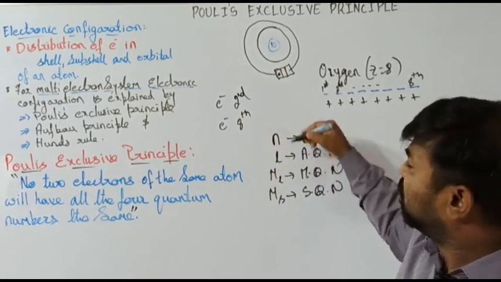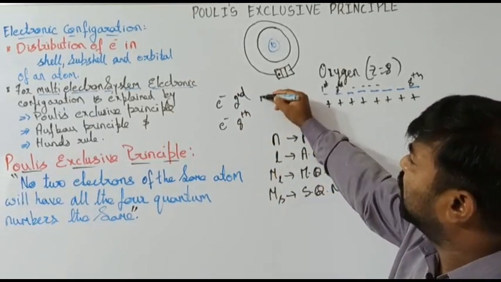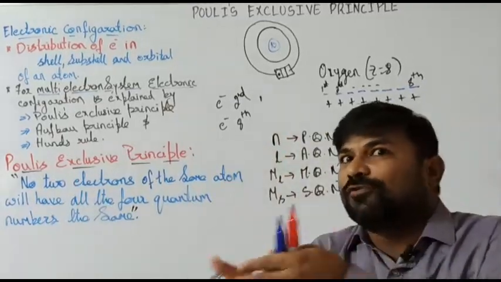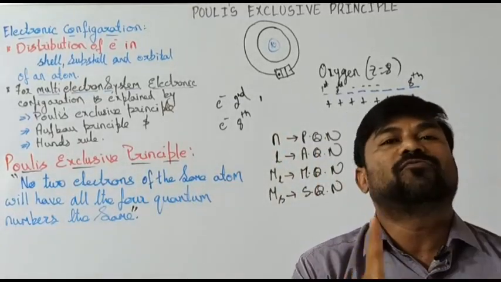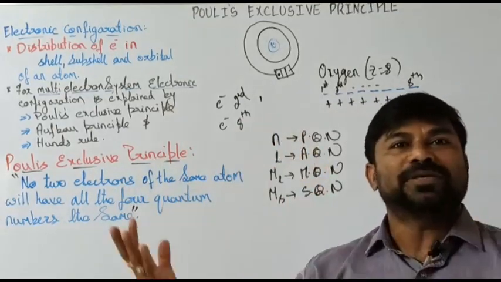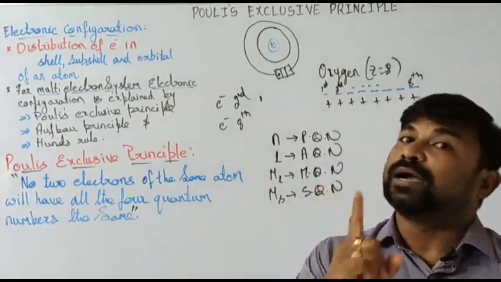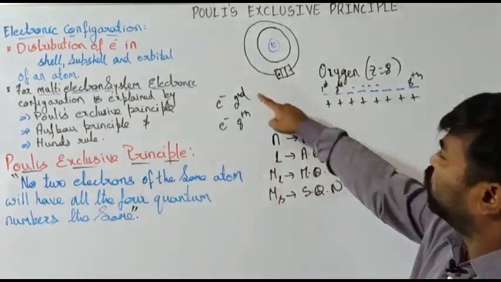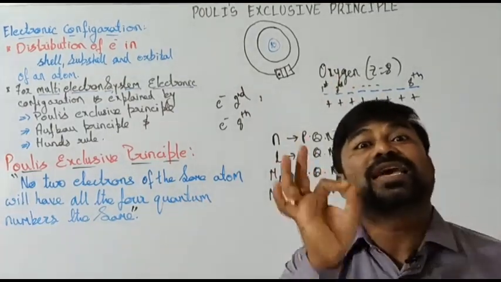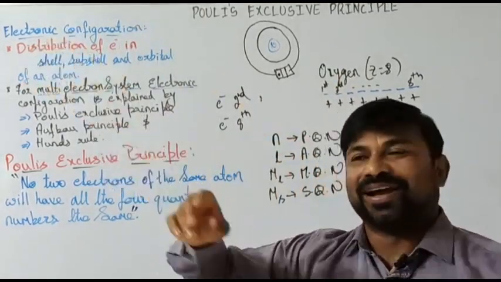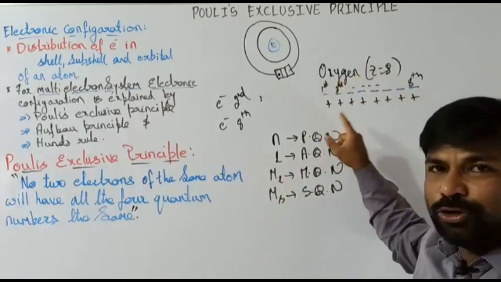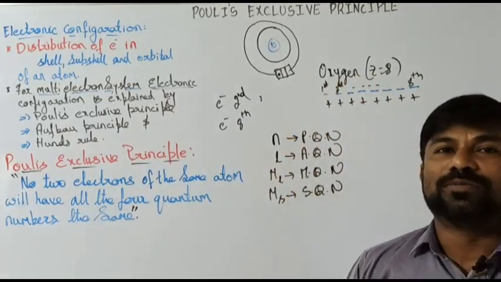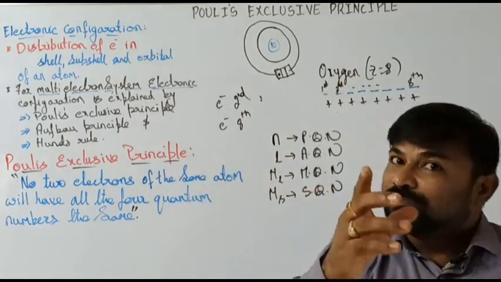If you check all four values, n, l, m_l and m_s, they will not have all four quantum numbers the same. Any one will be varying. Probably three might be the same, no issues, but one will be different. That is what Pauli's exclusion principle says. No two electrons you compare, of course, of the same atom. Don't compare with another atom. If you compare any two electrons of the same atom, at least one of the four will be different. That's what Pauli's exclusion principle says.